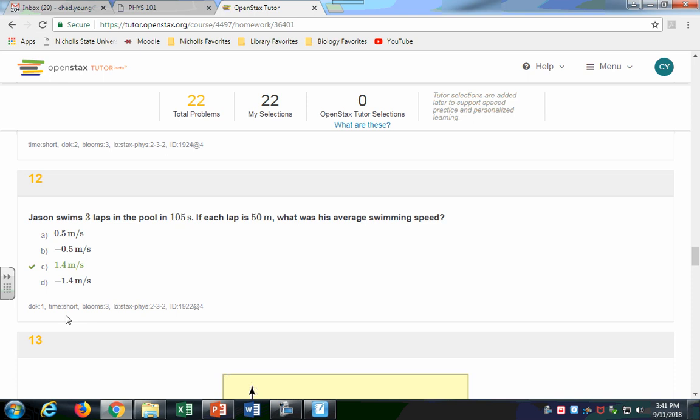Yeah, you need to know this, but these type of problems are not really going to be explicitly on the test. I've already told you that. The total distance here is 150 meters. You divide it by the time, which is 105 seconds, and that gives you 1.4 meters per second. All right? Your kinematics problems will be more like the ones that come later in this quiz. Let's look at those.